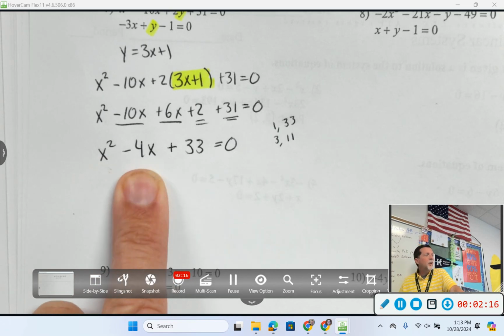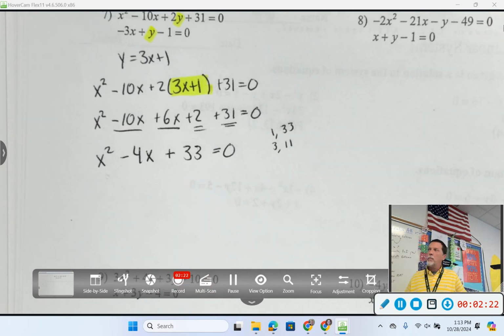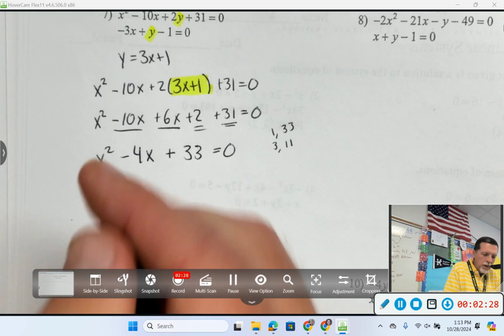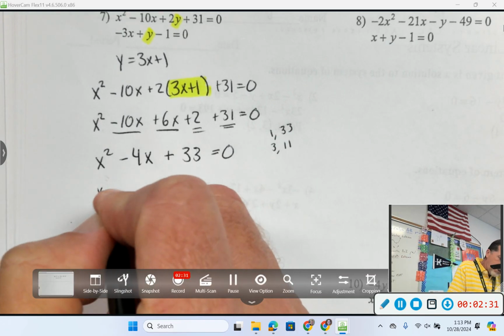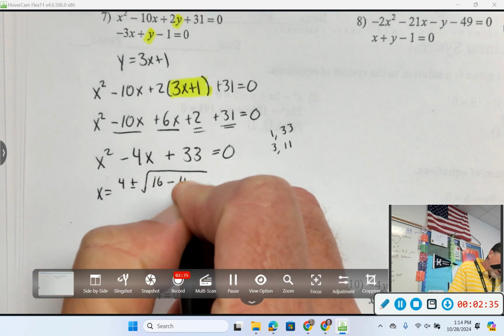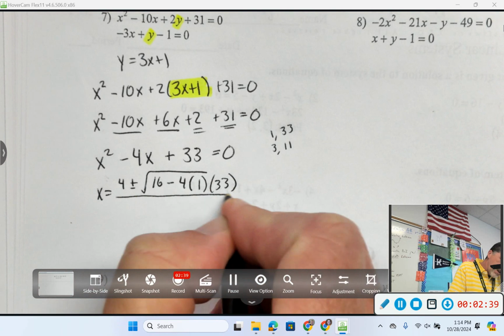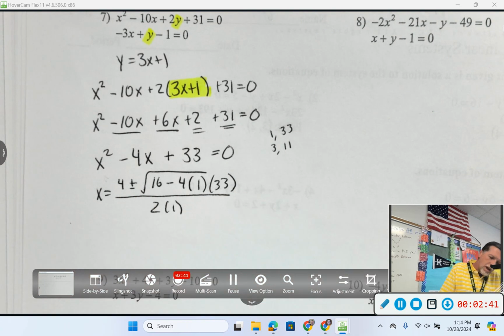B is an even number, so b over 2 would be nice. So this one wouldn't be bad for complete the square. But I'm guessing you would pick quadratic formula? Some of you would, some of you wouldn't. Either way, x equals negative b plus or minus the square root of b squared minus 4ac all over 2a.